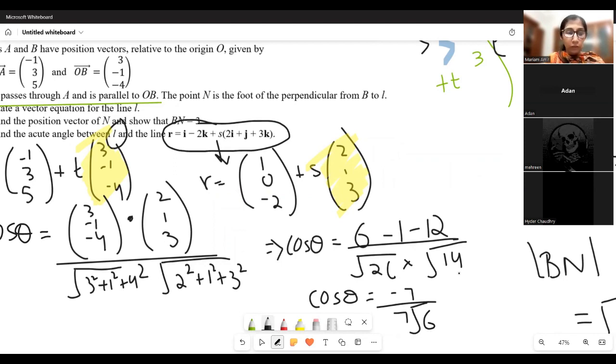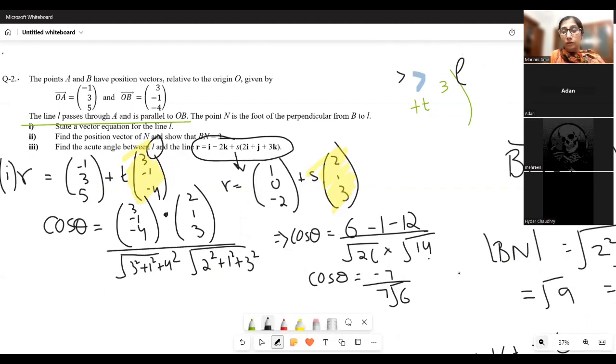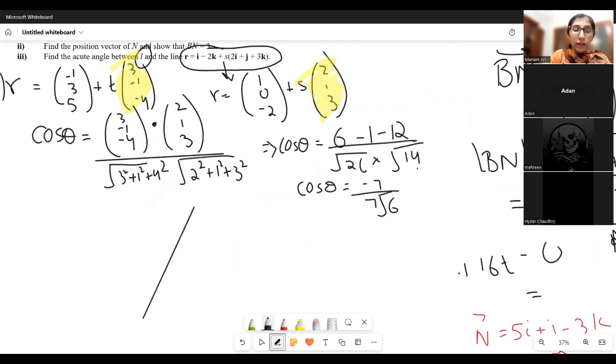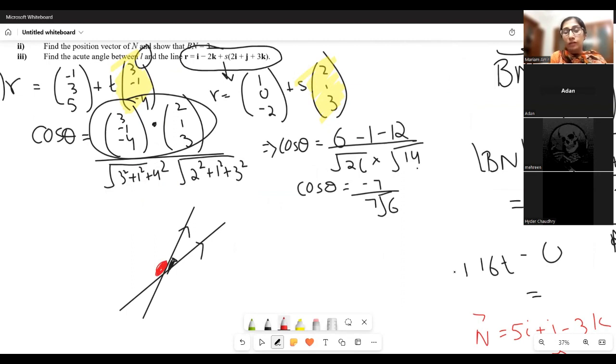So we get cos inverse of -7 upon 7 root 6. I'm getting 114.09. It's not an acute angle, it's an obtuse angle. The question asked for the angle between the two lines, but from the dot product sequence I used, I got this angle instead. So all that's left to do is subtract your answer from 180.